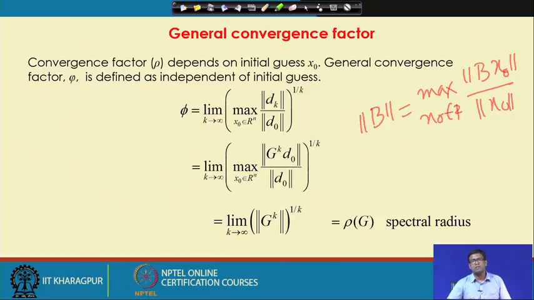Now, the smaller the convergence factor, the faster is the convergence. Therefore, the smaller the spectral radius, the faster should be the convergence. We need to have a matrix G whose largest eigenvalue is a small number, and therefore we should get fast convergence.